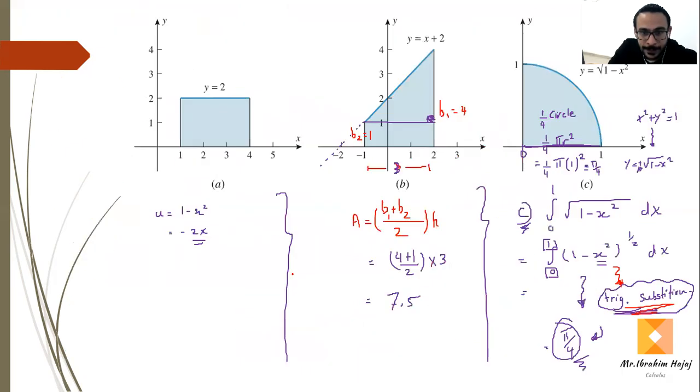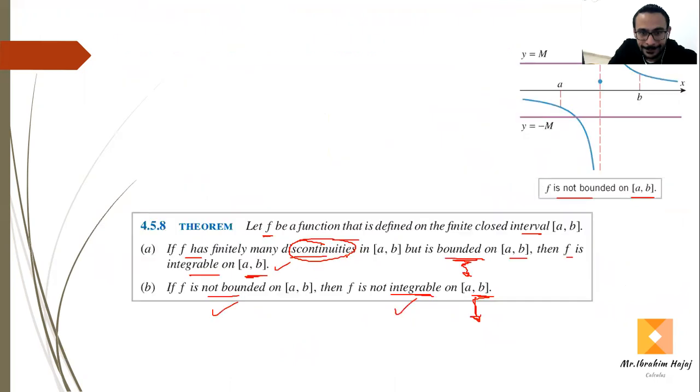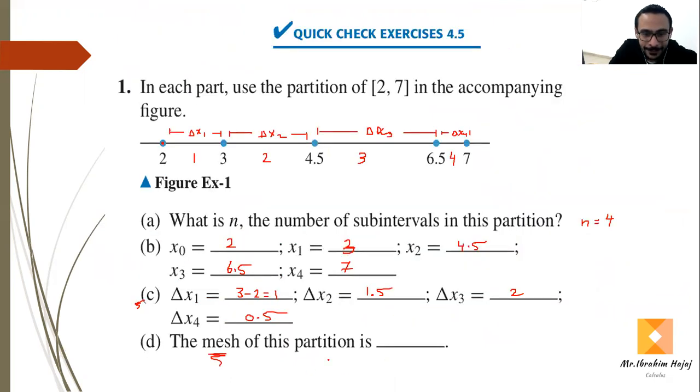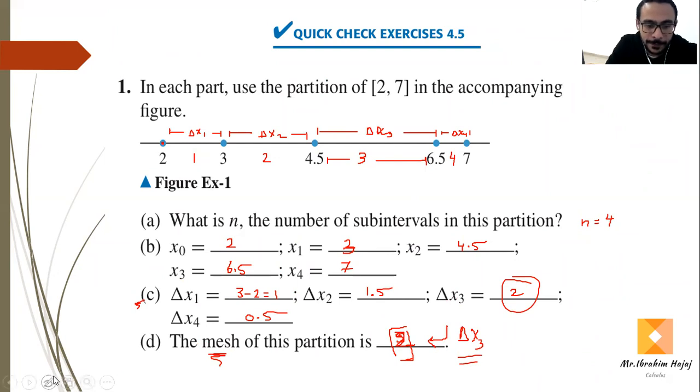So in our question, the mesh of this portion is 3, the greatest distance. Is it 2? From 4.5 to 6.5 is 2. Yes, we found delta x 2, and it's 2 here. This is called the mesh.